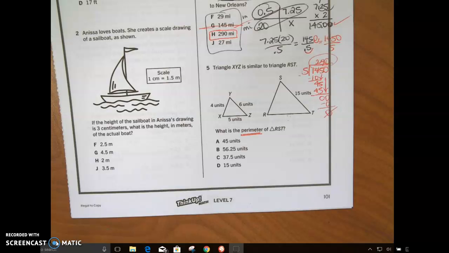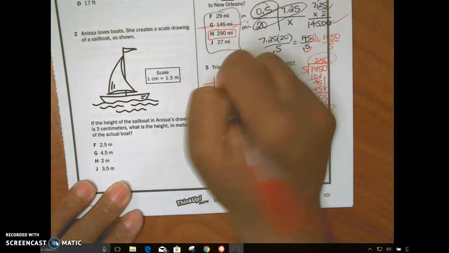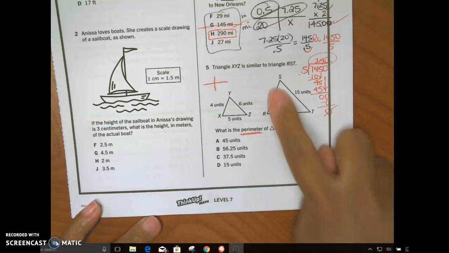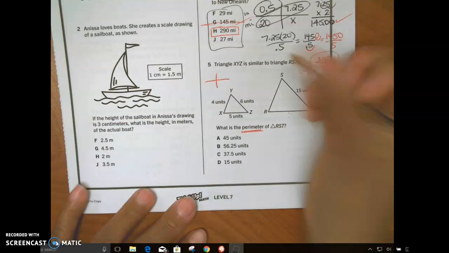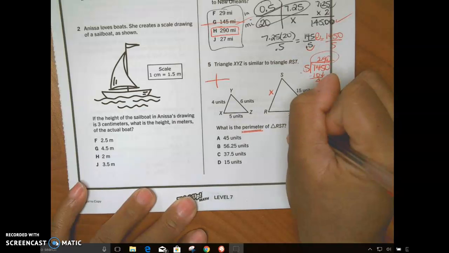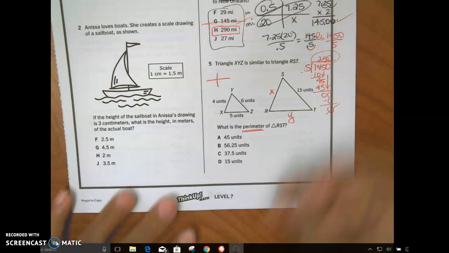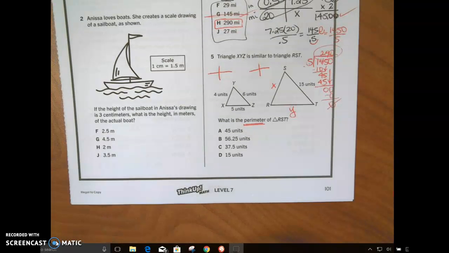Get them how? Make a proportion. That's what I've been doing. That's what I wrote at the beginning of my notes. How many proportions do I need? 2, because I'm missing how many sides? 2. So let's start with X and Y. All right. Tell me what to put in here.